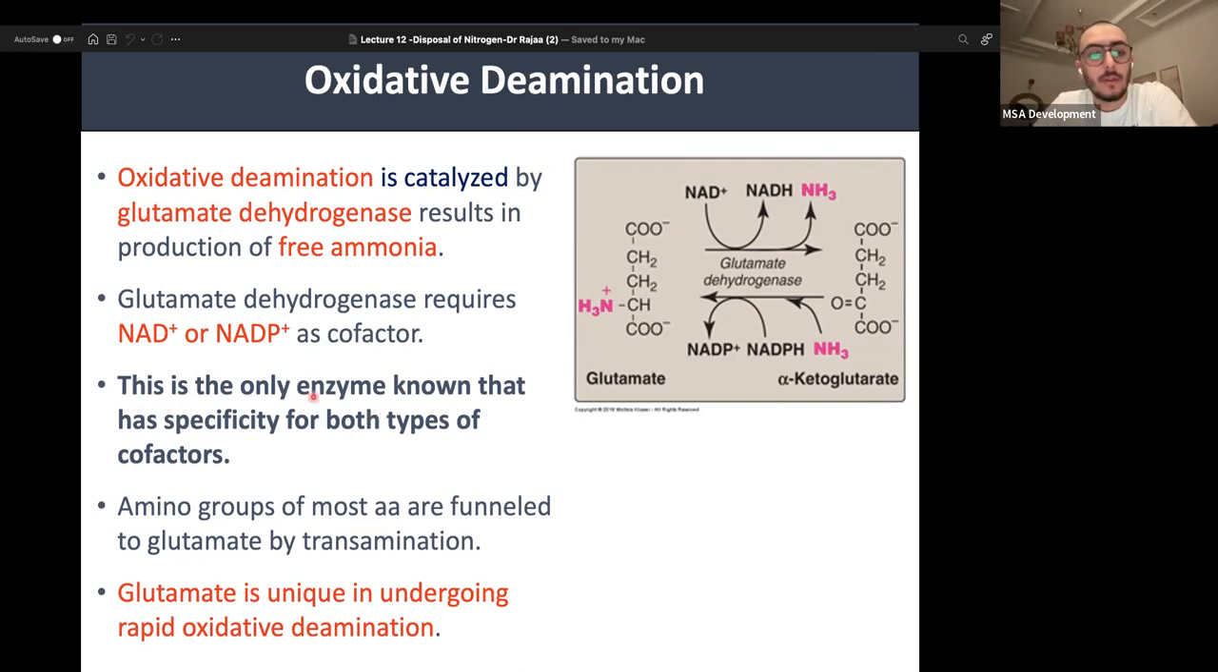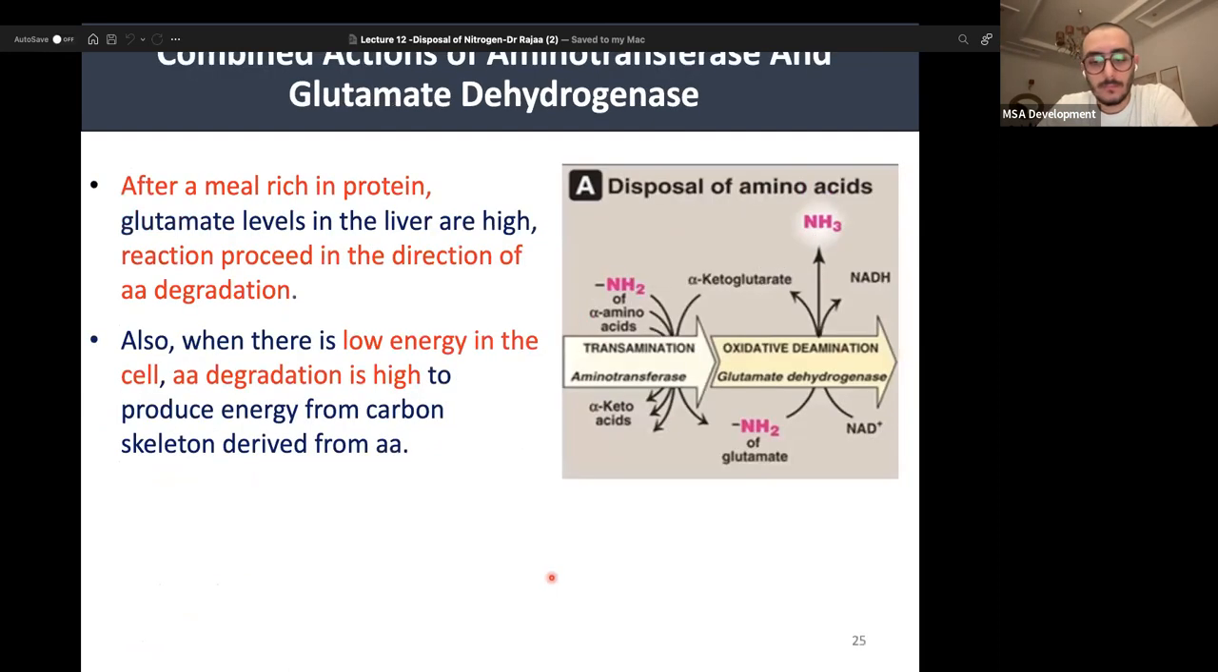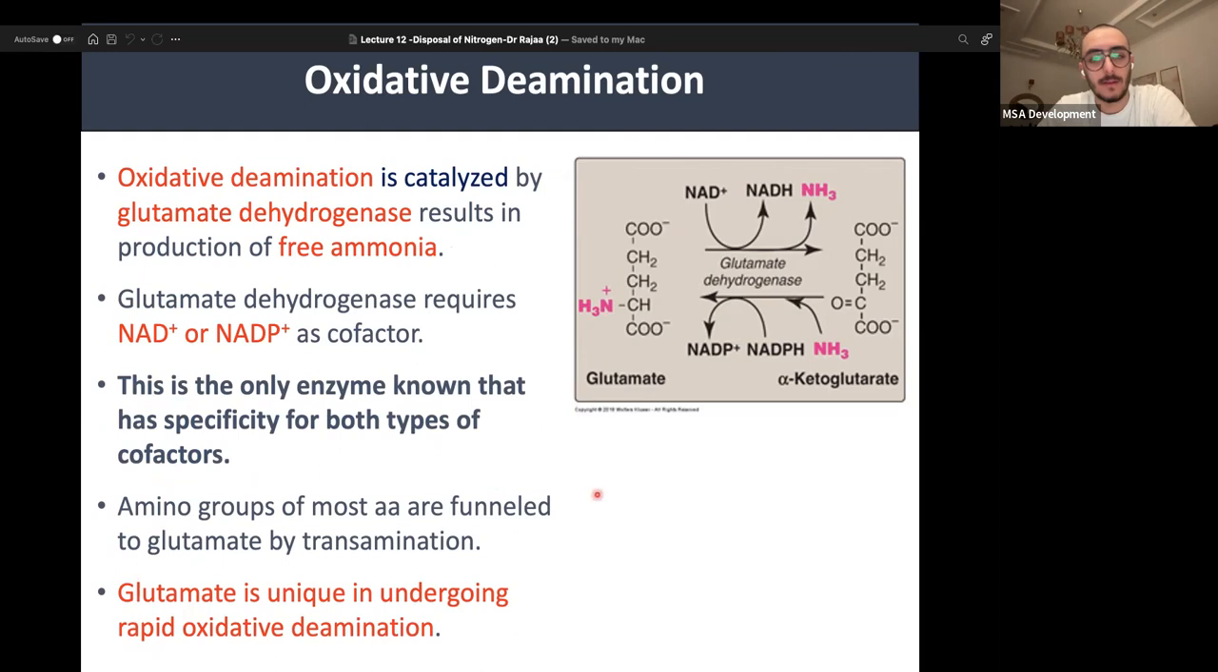This is the only enzyme known that has specificity for both cofactors. Glutamate is unique in undergoing rapid oxidative deamination. Again, it's easy, so it's all self-explanatory. The most important thing in this slide is what I gave you guys. Glutamate from transamination has the ammonia. Glutamate dehydrogenase will take this ammonia and give it to the urea cycle in order to get rid of this ammonia.